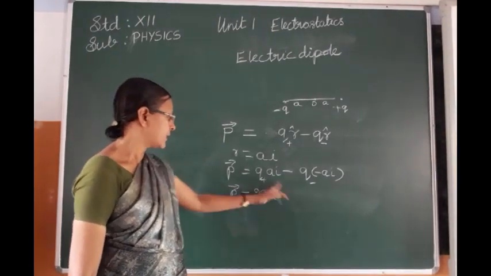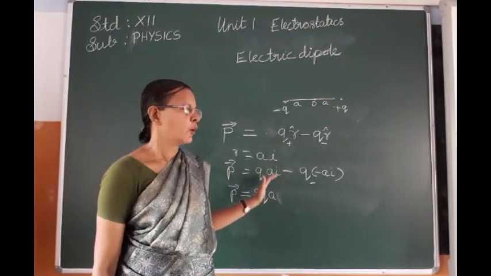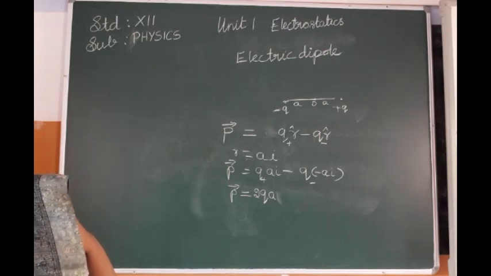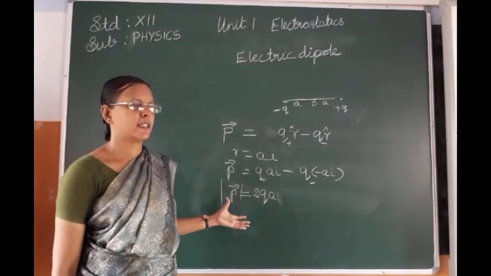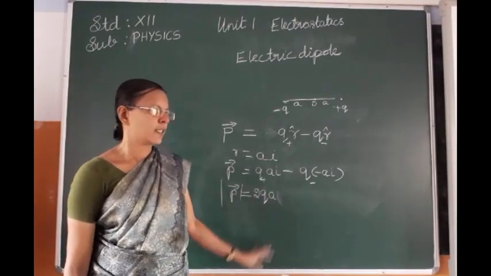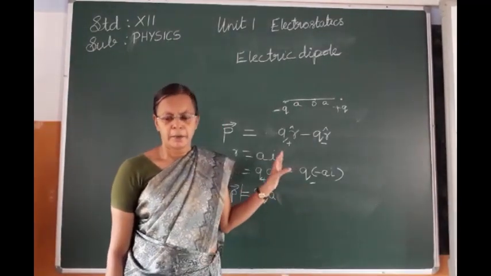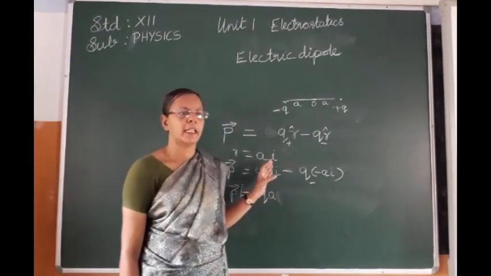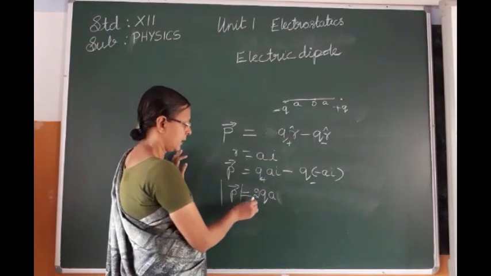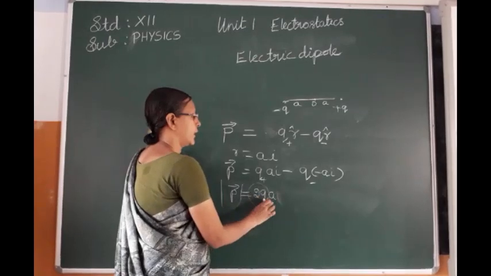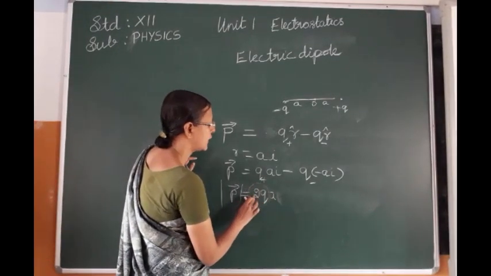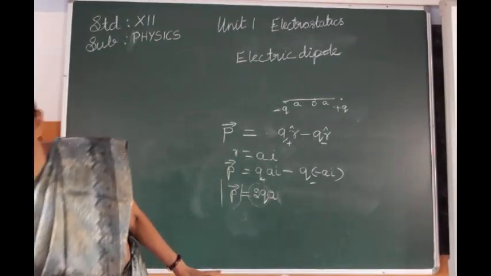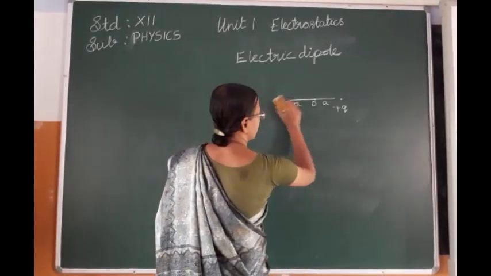Okay. Here this is the formula for the electric dipole moment. 2QA, this we can write inside this modulus. So modulus of P vector is equal to 2QA. This is the formula. What is the definition? The magnitude of the electric dipole moment is equal to the product of the magnitude of one of the charges, Q, and the distance between them, 2A. Okay, this is the formula for the electric dipole moment. Okay, next.